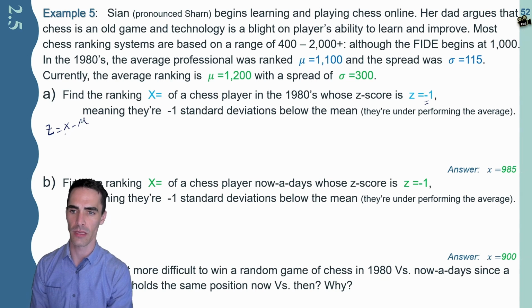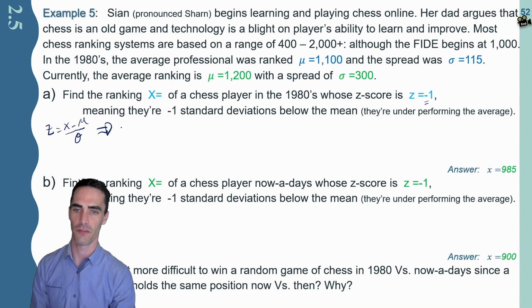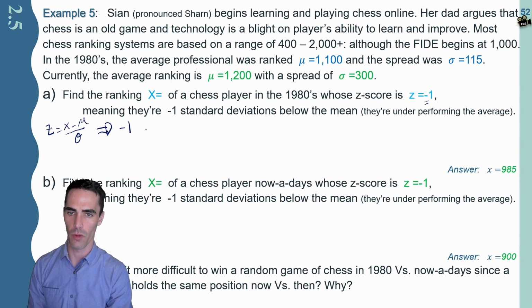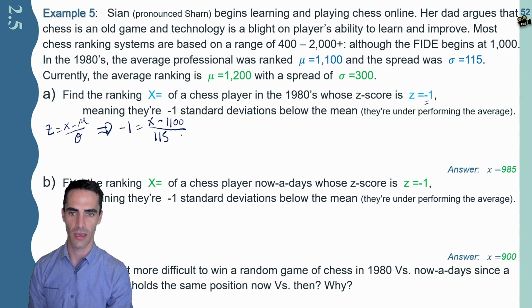So I'll write mu for the mean, divided by the standard deviation. Well, I don't know everything, but let me just write what we know and let's see if we can fill it in. So I have the z-score is -1 equals, the x I don't know, so I'll just write x as a placeholder for now. The mean, I'll write minus 1100, divided by the standard deviation, which is in light blue, is 115. So this is my equation to solve.